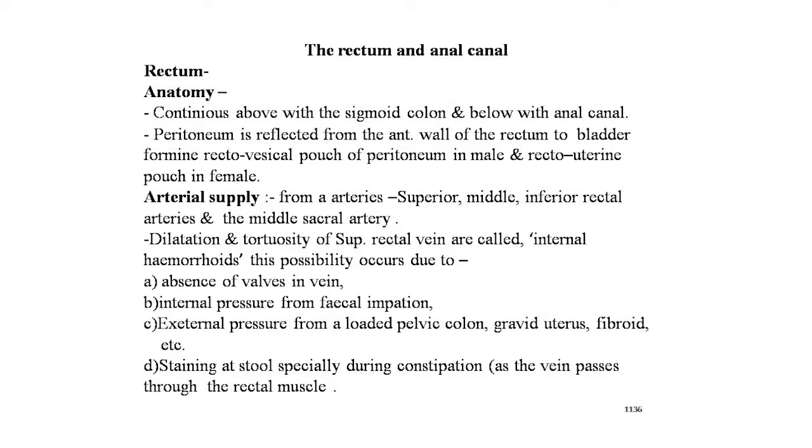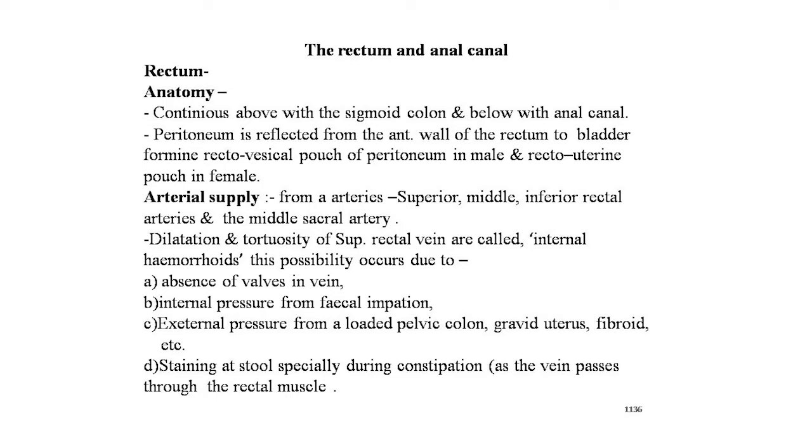Now let us start with the rectum and anal canal anatomy. First we will see the anatomy of the rectum. It is continuous above with the sigmoid colon and below with the anal canal. Peritoneum is reflected from the anterior wall of the rectum to the bladder, forming the recto-vesical pouch of peritoneum in the male and the recto-uterine pouch in the female.